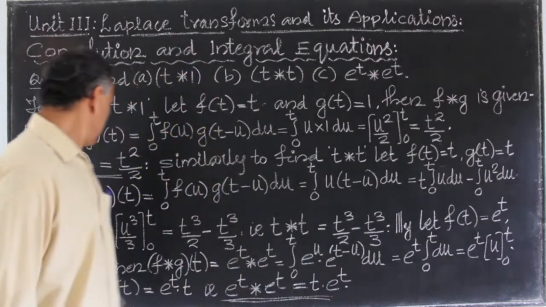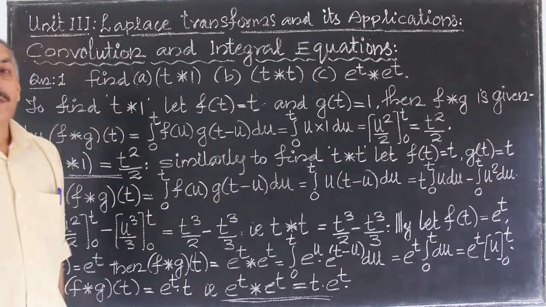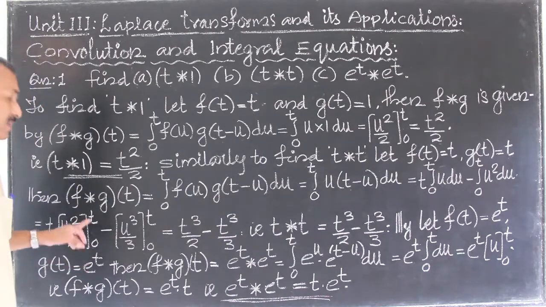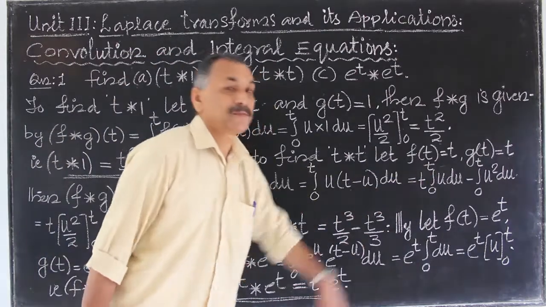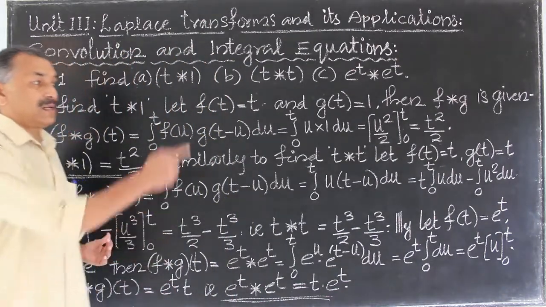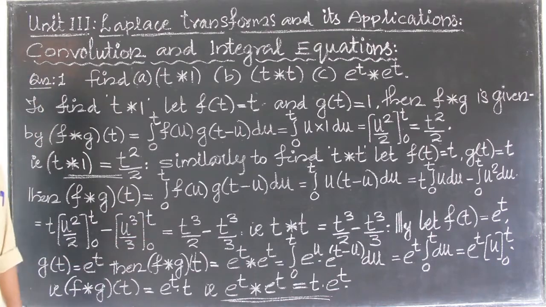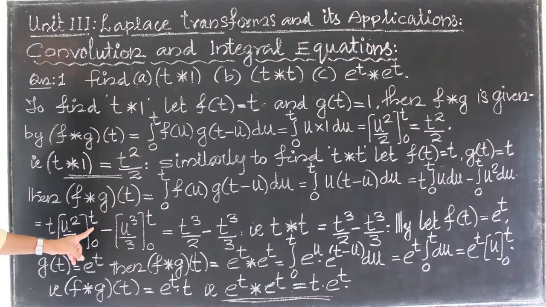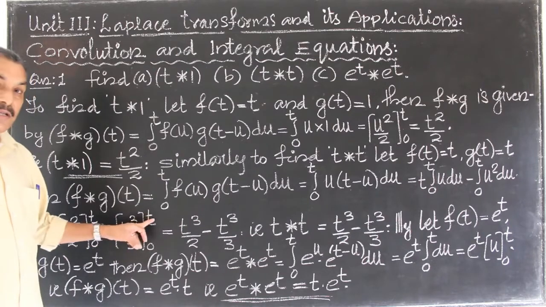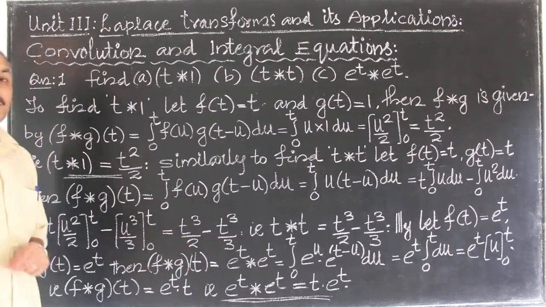Okay, that is t into what is the integral of u? The integral of u is u square by 2 between the limits 0 to t, minus the integral of u square, which is u cube by 3 between the limits 0 to t. Applying the upper limit, we get t square by 2 into t, that is t cube by 2, minus the lower limit 0. Here also, applying the upper limit, we get t cube by 3, and the lower limit gives 0.